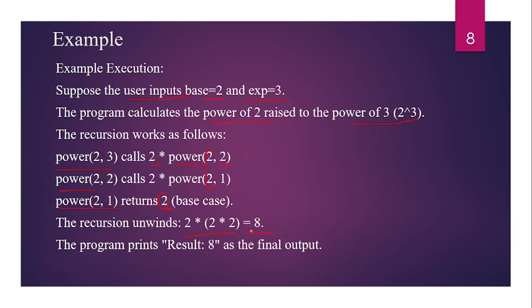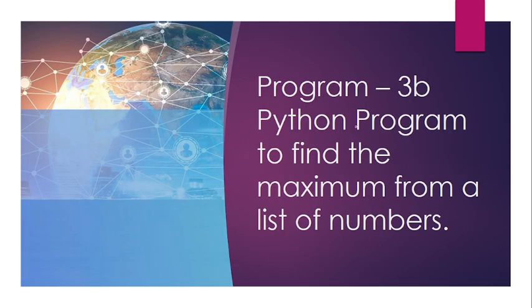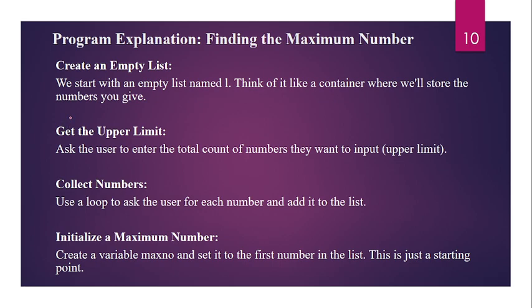Now we will go for the explanation of the next algorithm, that is to find the maximum number from a given list of numbers. Then we will see the execution part in the Python window. So, Python program to find the maximum from a list of numbers. Now you see here, first you need to create an empty list. So you are creating an empty list named l. You are not going to give any numbers into this yet; you are just creating an empty list.